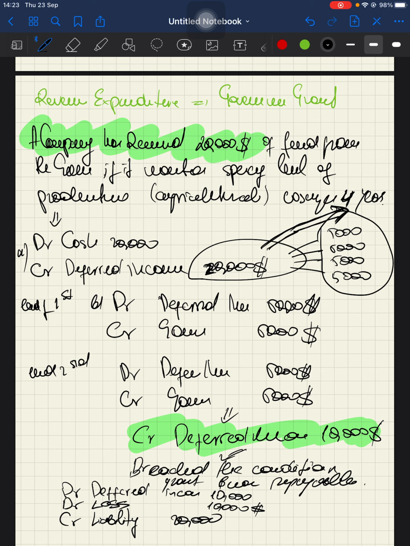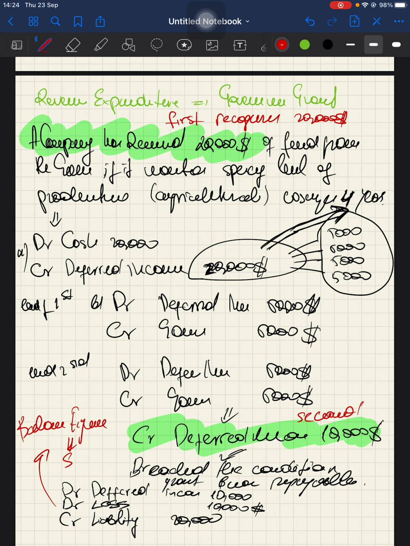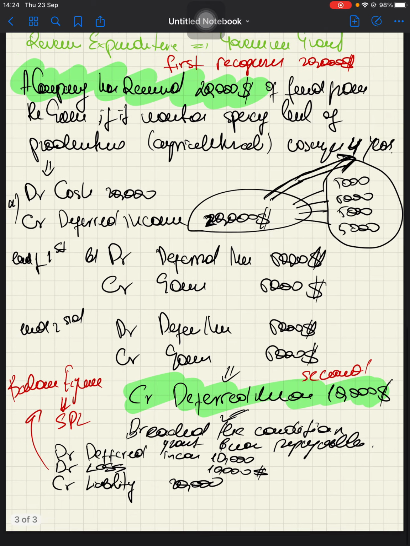So what we should do first, we should recognize the liability of the original amount received. Second, we should get rid of the balance that has been left in our statement of profit or loss, and the balancing figure will be the amount that will go to the statement of profit or loss. Okay, this will be our treatment for the revenue expenditure.